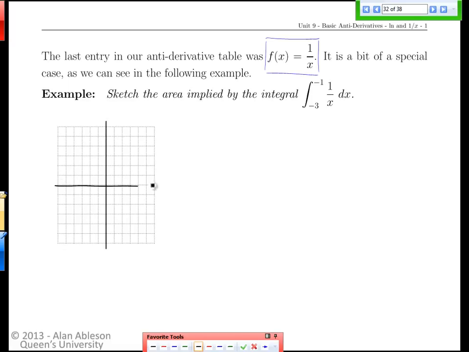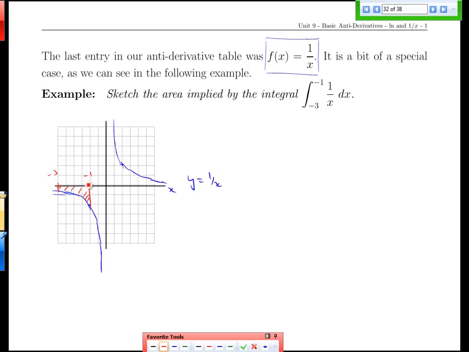There we go. And we remember the graph of 1 over x has that nice vertical asymptote, and then a horizontal asymptote, and the same thing on the negative side, like so. That's the graph of y equals 1 over x, and here's x. Now, we're interested in the integral from -3 to -1, so those are x values. -1 to -3.